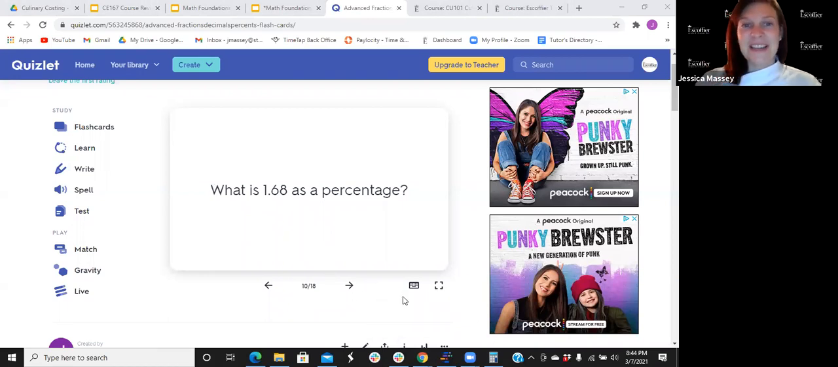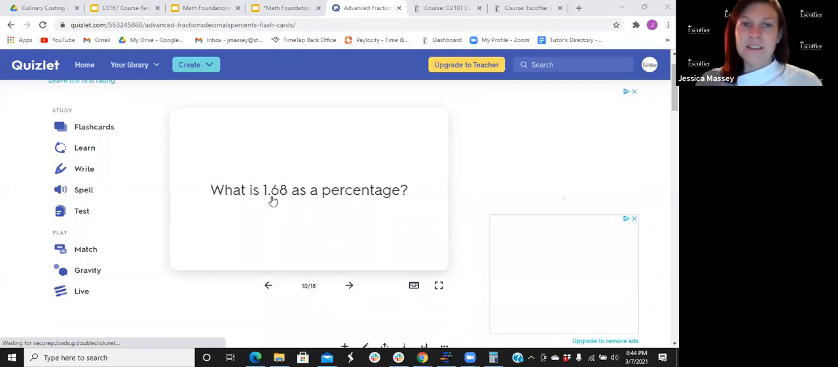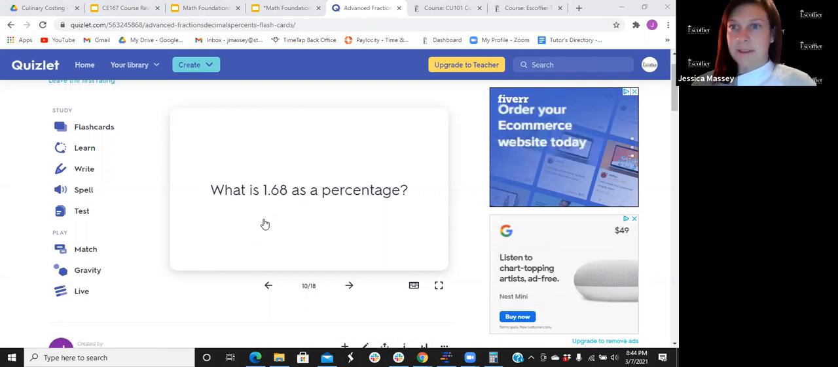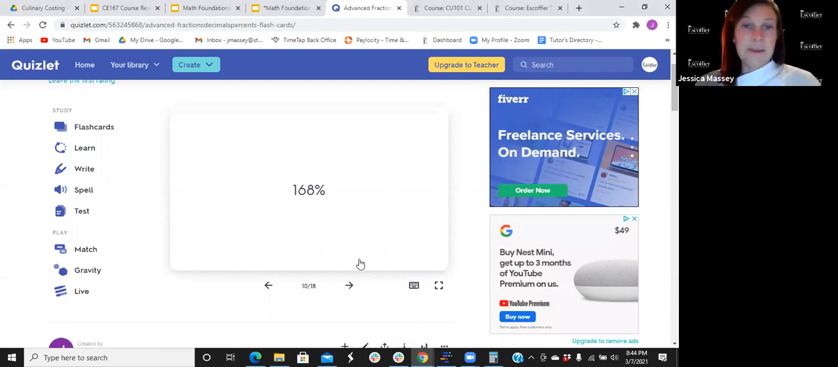So it would be 168%. Same thing, just that 1 to the left just means it's a whole number, meaning you have over 100%, is basically what that means when you see that. But same exact principles apply.